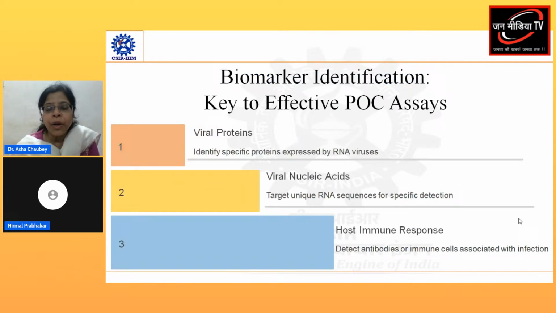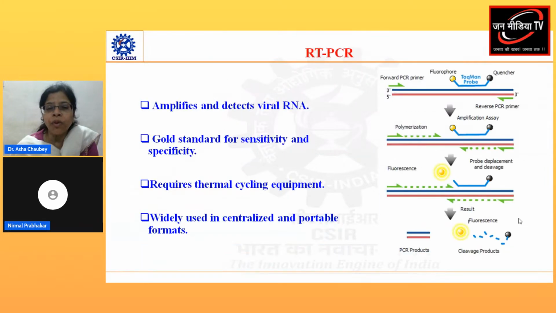And the point of care assays, if we can identify the biomarkers, can prove to be very effective. For viral proteins, they can identify the specific proteins which are expressed by RNA viruses. There are targets where we can identify particular RNA sequences, and the host human response can detect the antibodies. So these are some of the approaches which have been used for point of care.